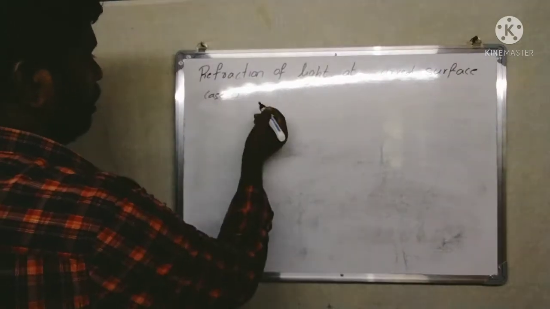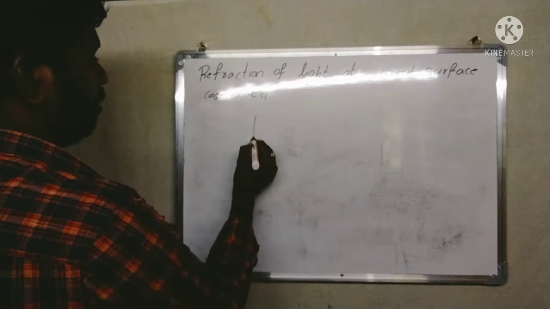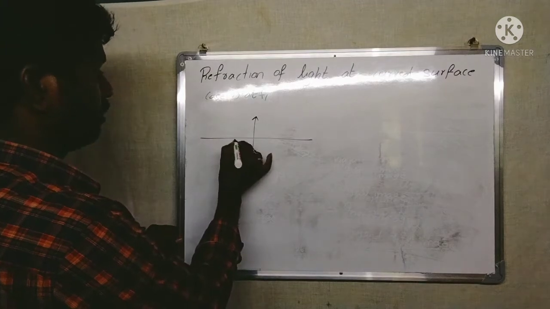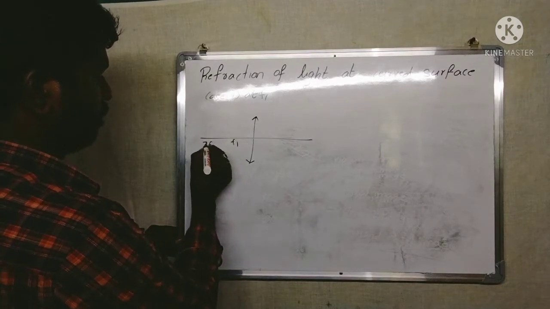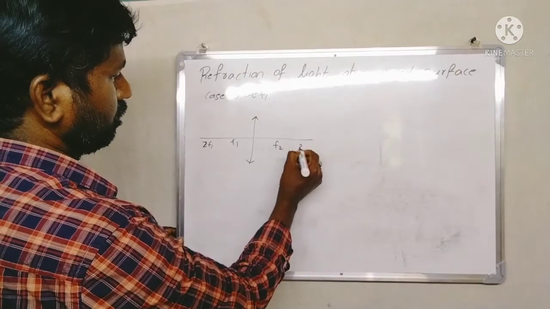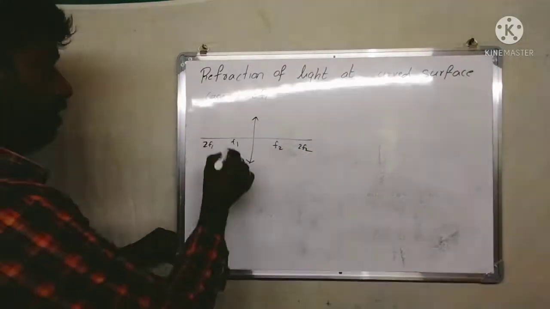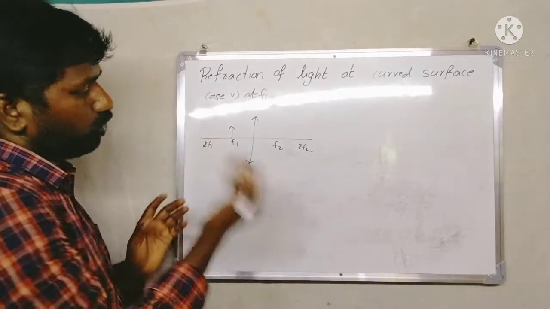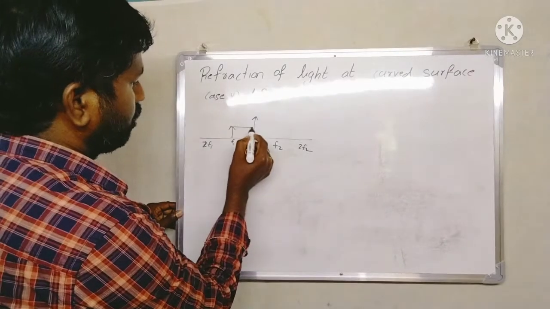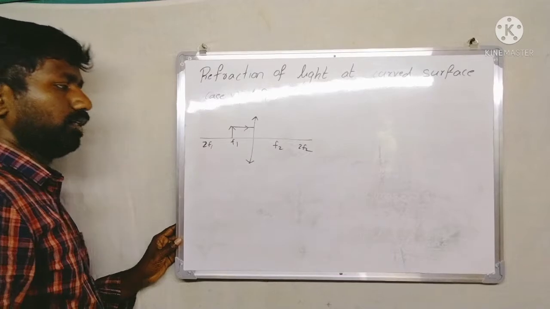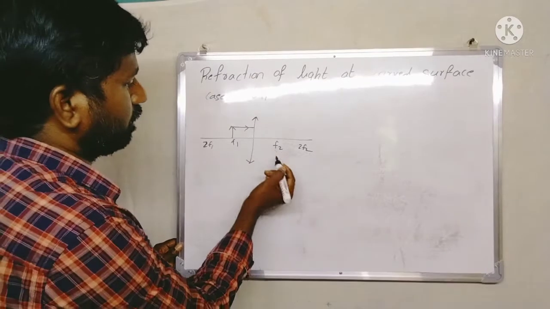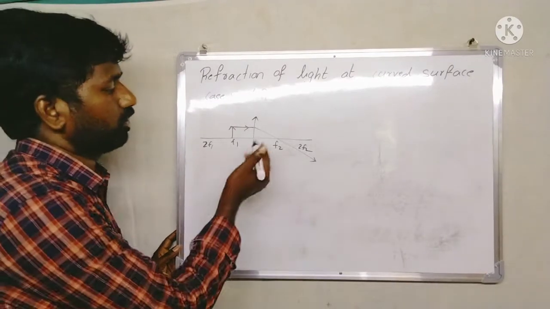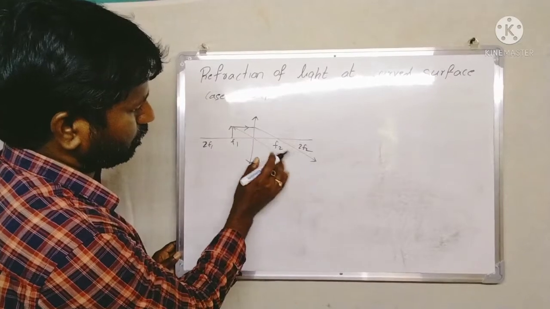Case 5, object at F1. This is the position of the object. At minimum, 2 incident rays are considered: one is parallel to the principal axis, then the refracted ray passes through the focus, and one more light ray has to be considered that is passing through the optic center. So like this.